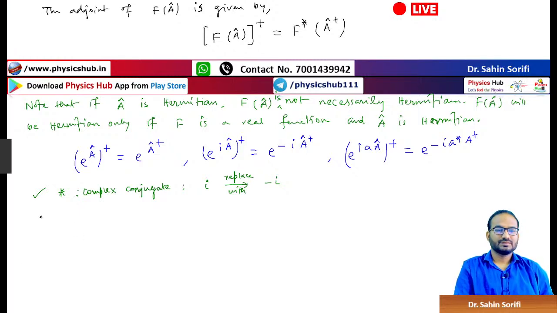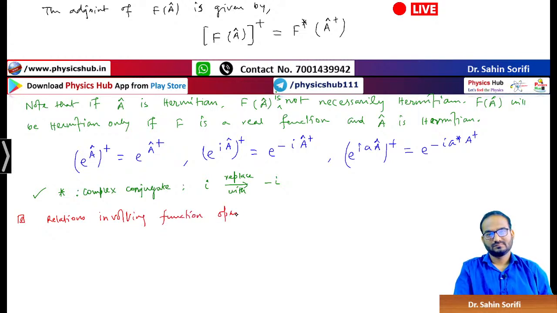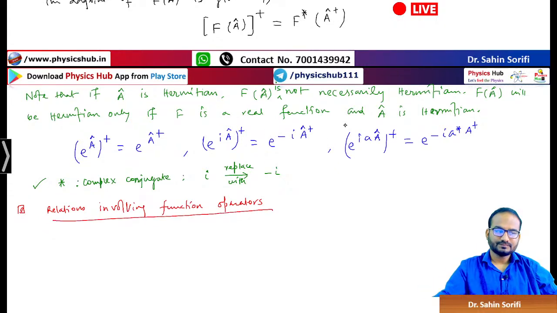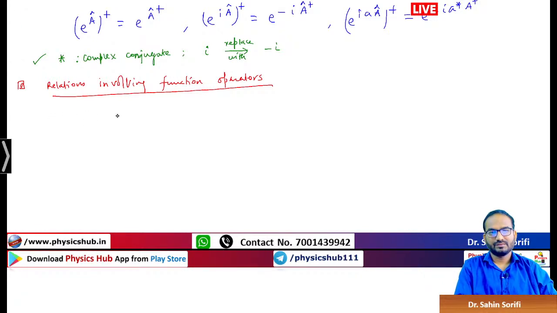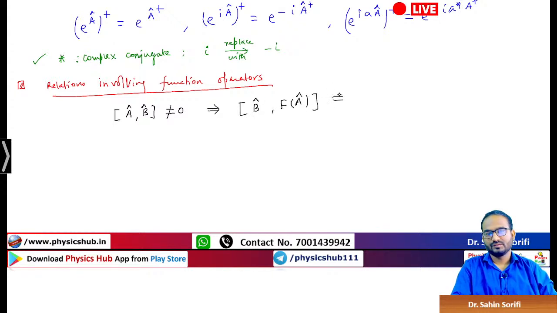Now let us talk about some relations involving function operators. Let's look, if we have two operators A and B, and they do not commute, it directly means that B and a function of operator A will also not commute.